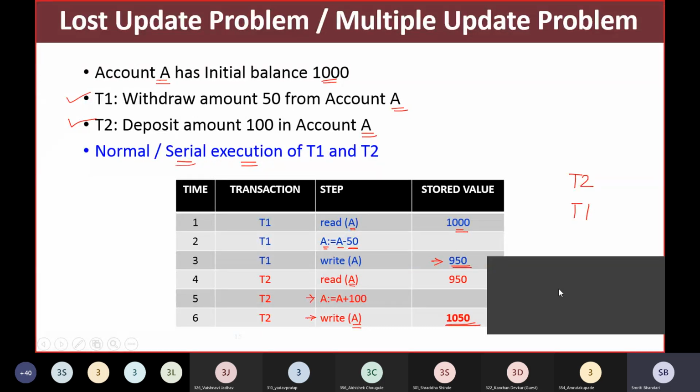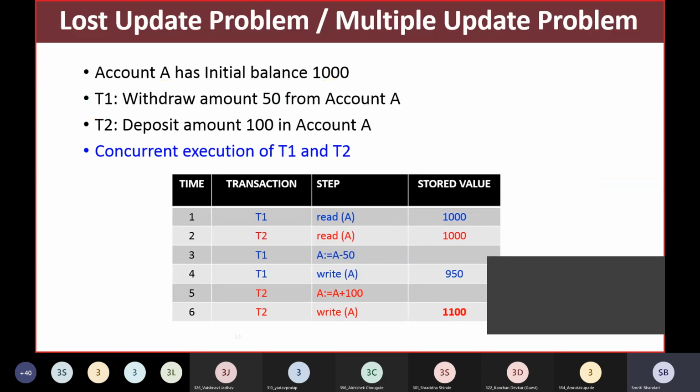Now we are talking about the concurrent execution of transactions, right? Let us see now how these two transactions, T1 and T2, will work concurrently. We once again have the initial balance of account A as 1000 and the same transactions T1 and T2. T1 is withdrawing amount 50 and T2 is depositing amount 100 in account A.